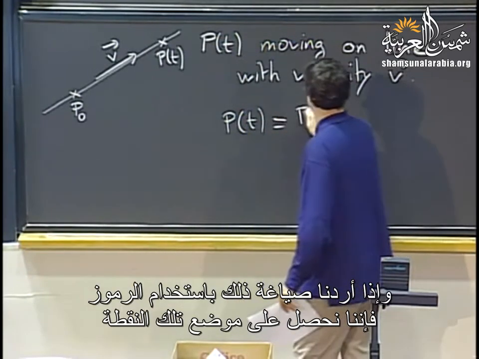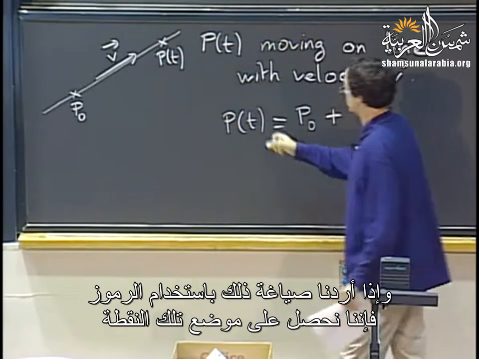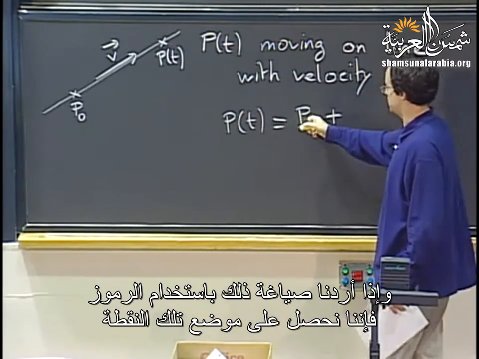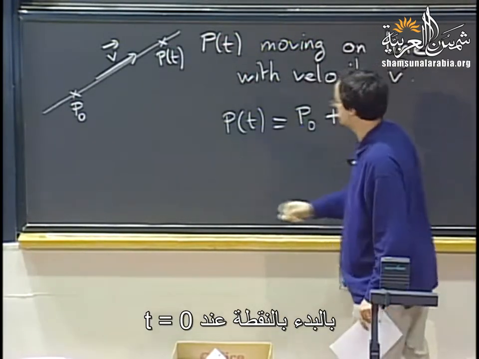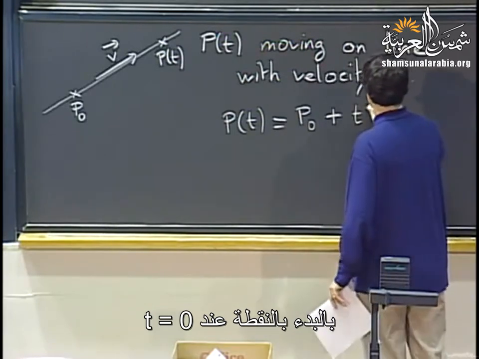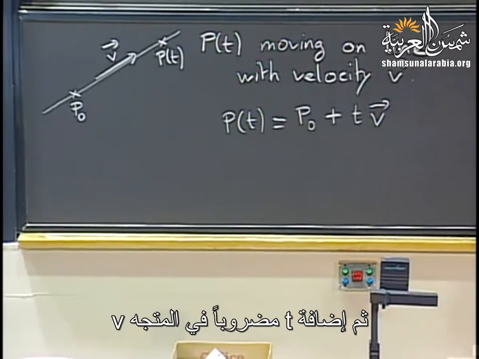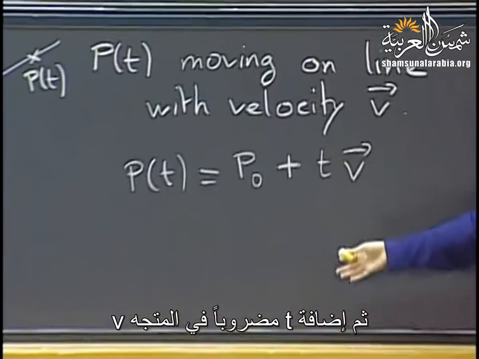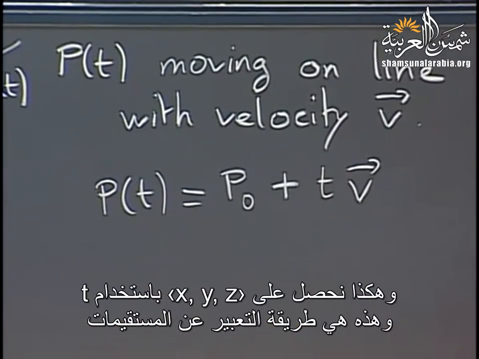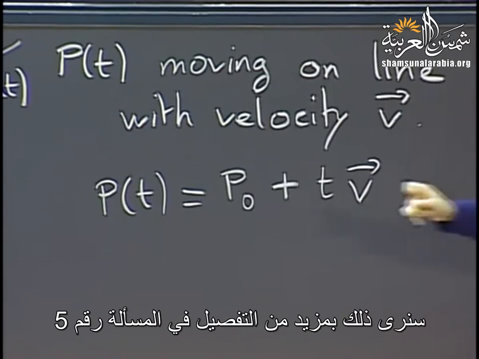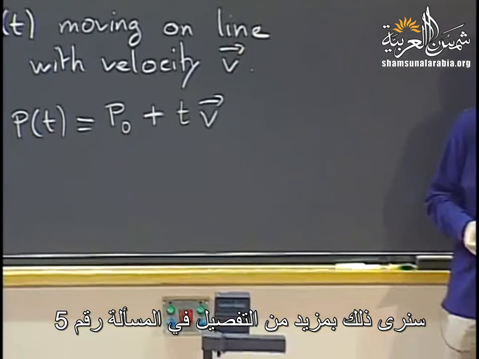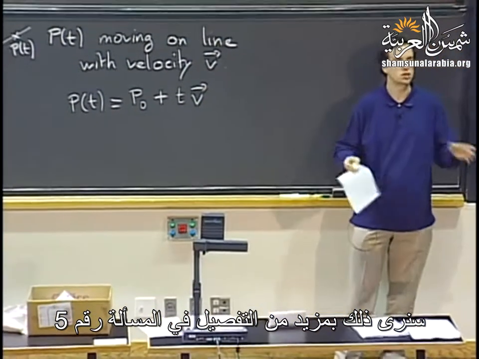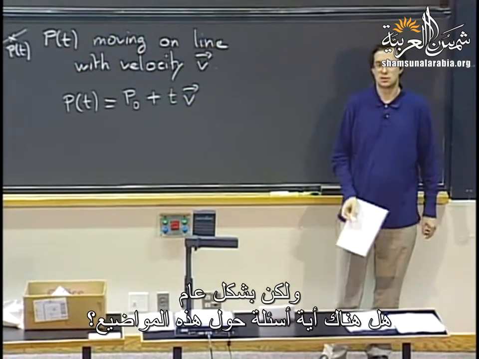So, to put things in symbolic form, you'll get the position of that point by starting with a position at time zero and adding t times the vector v. So that gives you x, y, and z in terms of t. And that's how we represent lines. So we'll look at problem 5 in a bit, but any general questions about these topics?